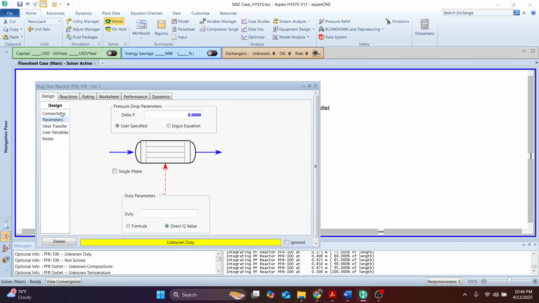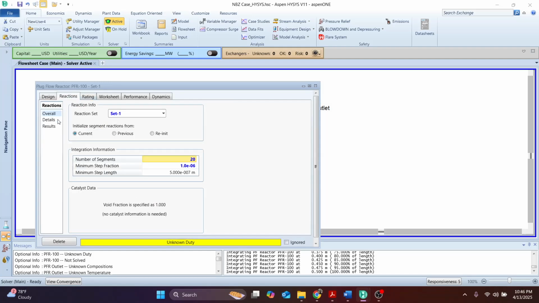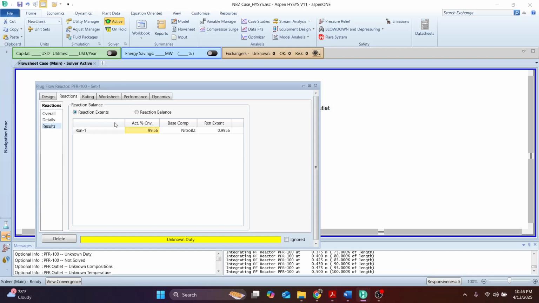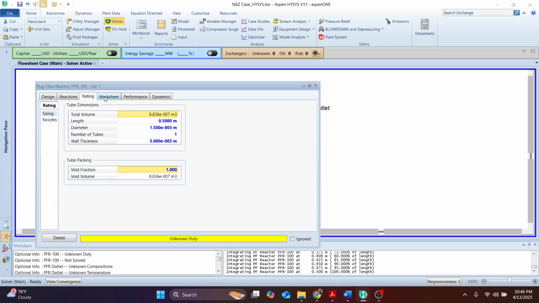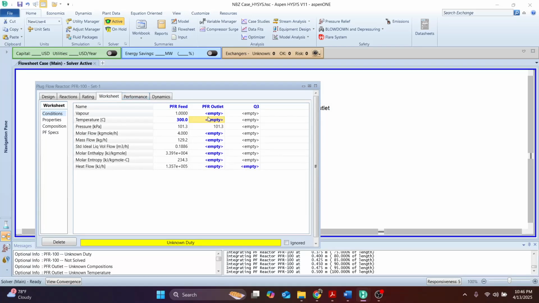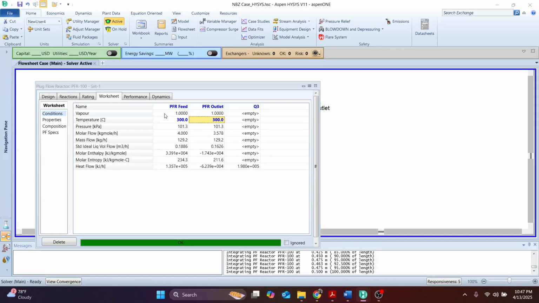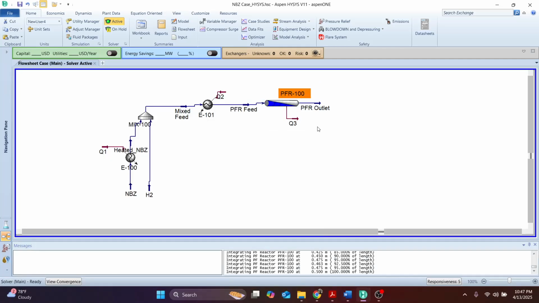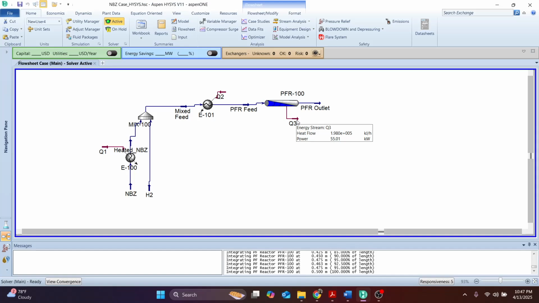I forgot which. It's already correct. Sorry, sorry. The duty you just leave as blank, because it will be calculated by the program. If you decide that the PFR outlet is still 300, you mean that the ongoing reaction will be isothermal and will release enormous heat. See, 55 kilowatt.